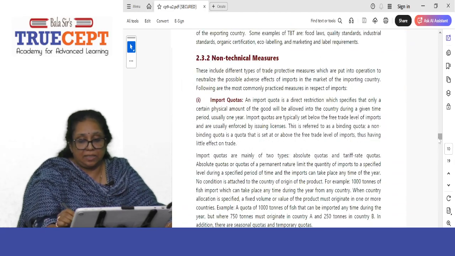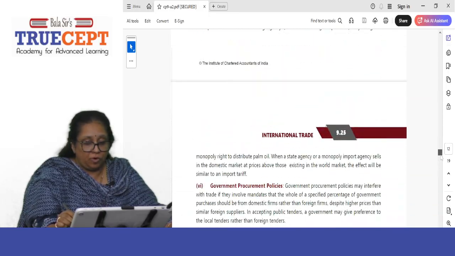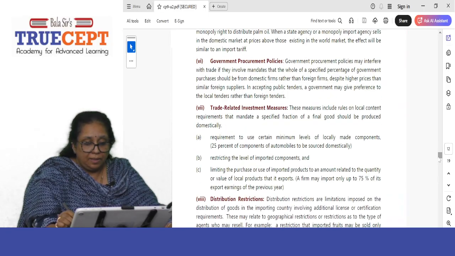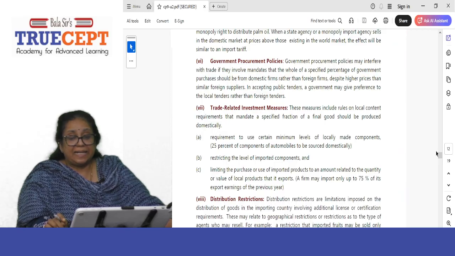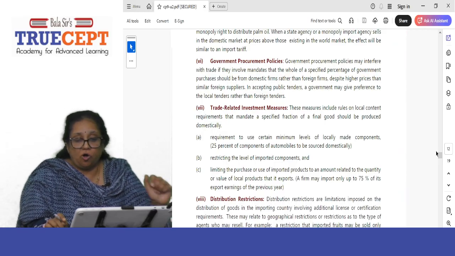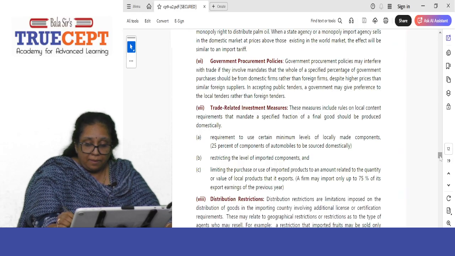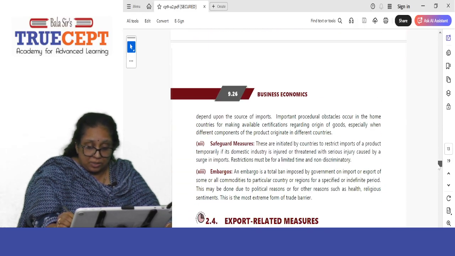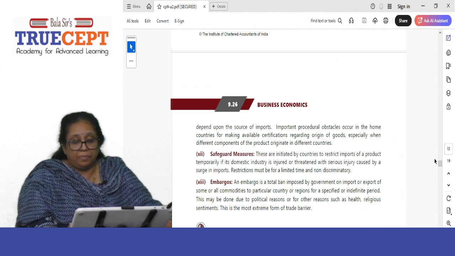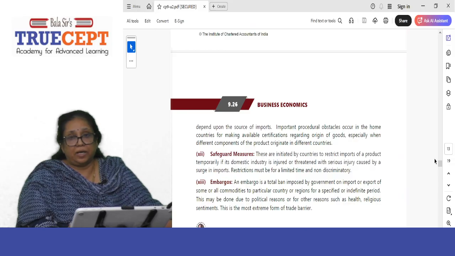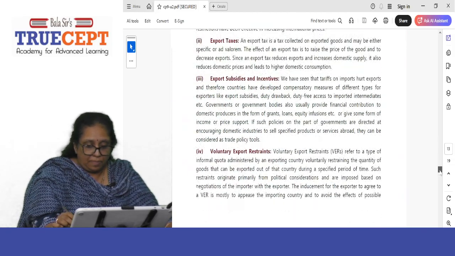Import quotas are important. Then probably you will go through all of them, but I am only giving you a gist. Trade related investment measures are important. Government procurement policies are important. Please concentrate on these, but go through the others also. Trade embargo is very important. Trade embargo is very important. What are embargoes? Questions are possible on these.